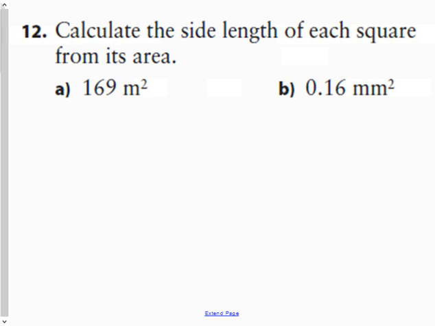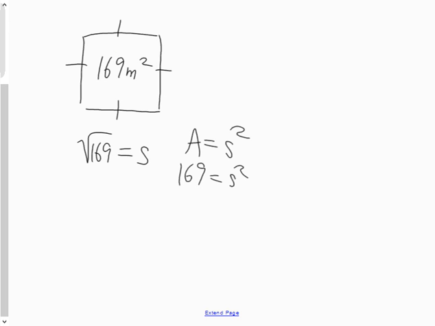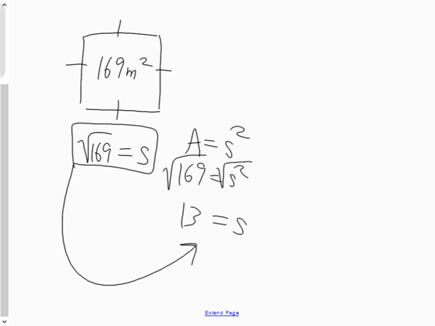Question 12, it says calculate the side length of each square from its area. So if you're given this, first thing you should probably do is draw, oh, that's not an 8, it's a 9. 169 meters squared. And in order to get the side length, this is a Pythagoras question. Back in grade 8, you learned if you're given the area of a square, its square root will equal its side length, or area equals side squared. 169 equals s squared. If you square root both sides, the square root of s squared is your side length, and the square root of 169 is 13.